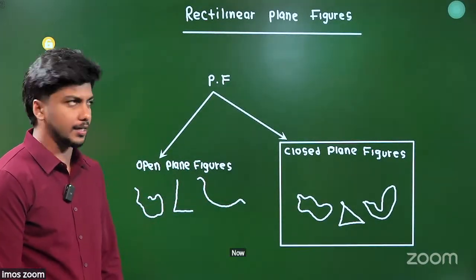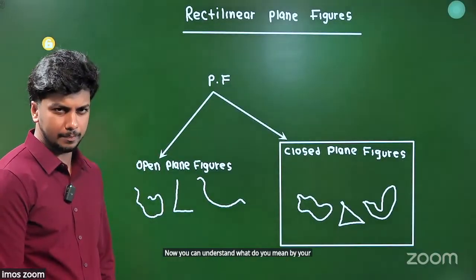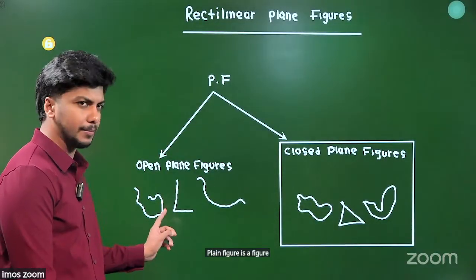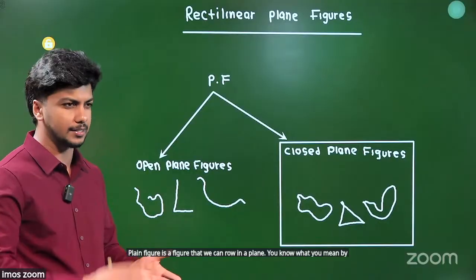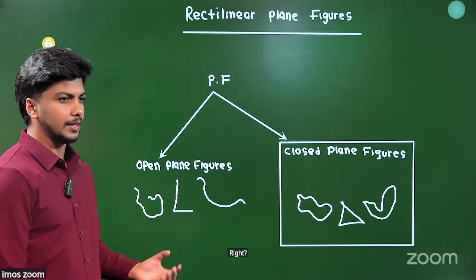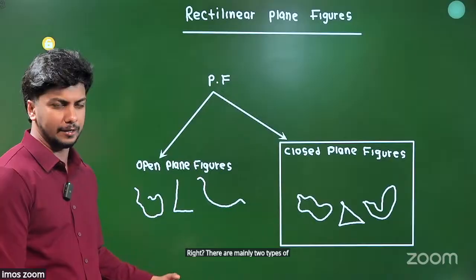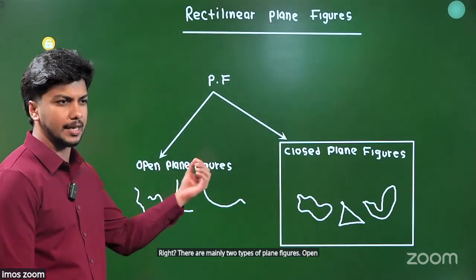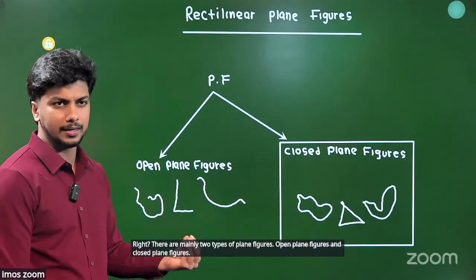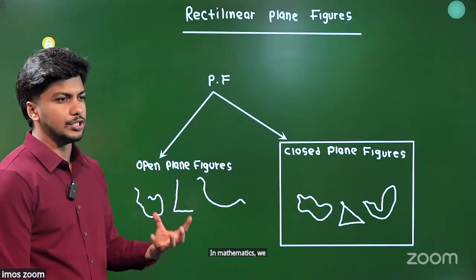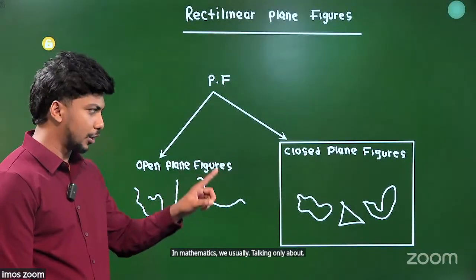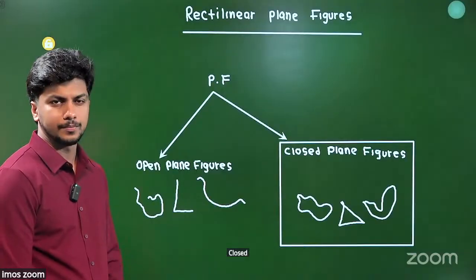Now you can understand what we mean by a plane figure. A plane figure is a figure that we can draw in a plane. You know what we mean by a plane? A plane is a flat surface, right? There are mainly two types of plane figures, open plane figures and closed plane figures. In mathematics, we usually talk only about closed plane figures, right?